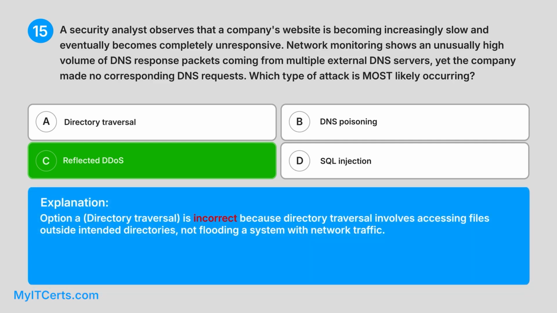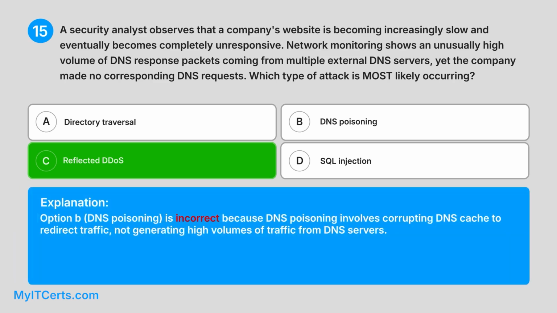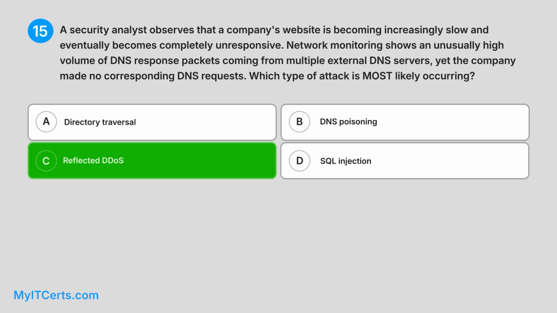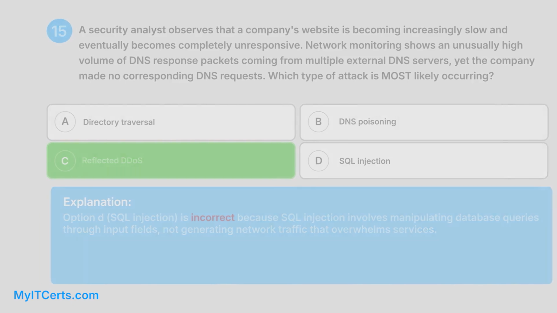Option A, directory traversal, is incorrect because directory traversal involves accessing files outside intended directories, not flooding a system with network traffic. Option B, DNS poisoning, is incorrect because DNS poisoning involves corrupting DNS cache to redirect traffic, not generating high volumes of traffic from DNS servers. Option D, SQL injection, is incorrect because SQL injection involves manipulating database queries through input fields, not generating network traffic that overwhelms services.